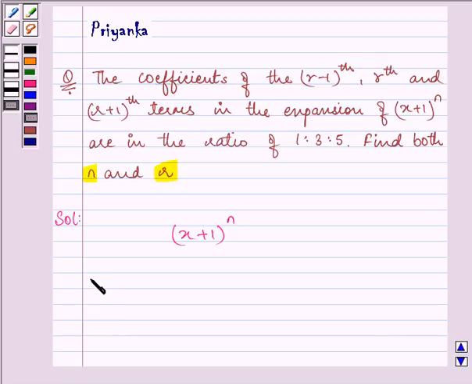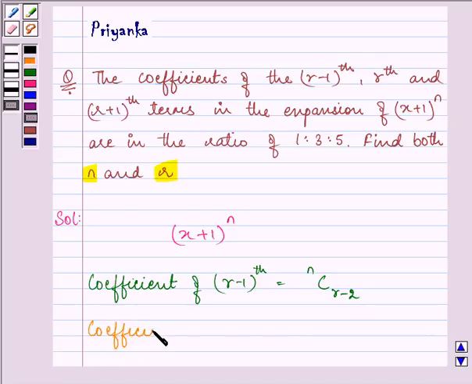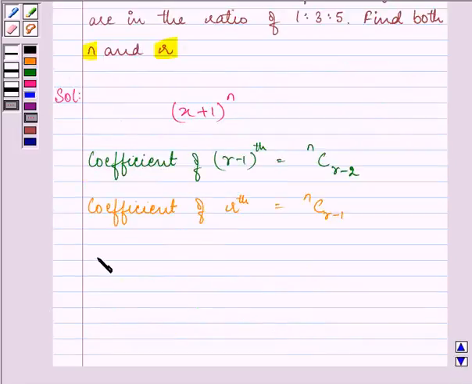First of all, we need to find the coefficients. The coefficient of the (r−1)th term will be nC(r−2), because here the x term is 1 only, so it will have no effect on the others. Further, the coefficient of the rth term will be nC(r−1). And similarly, the coefficient of the (r+1)th term is nCr.